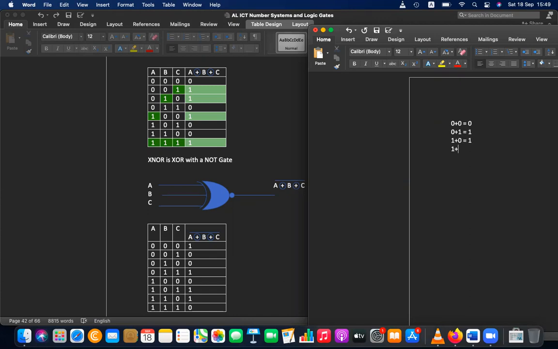What about 1 plus 1? 1 plus 1 is 2. But you don't have 2 in binary, therefore you write it as 1, 0 in binary. So this is how the addition happens. This is the base: binary addition.